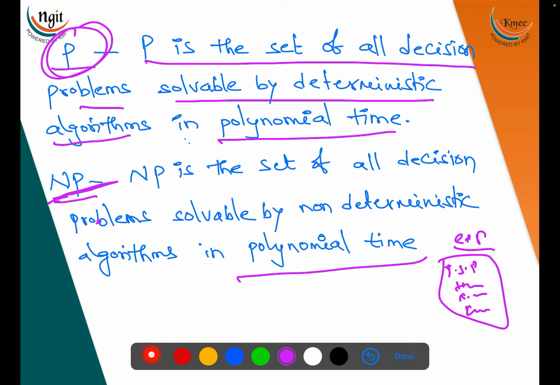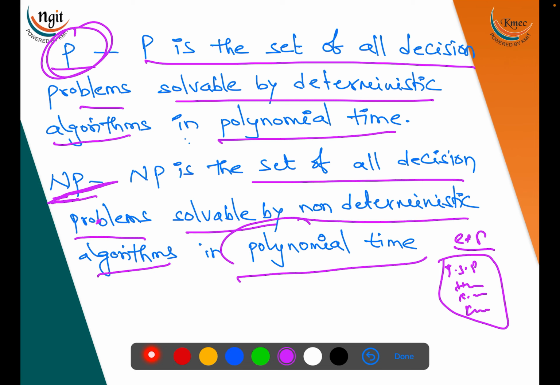Now what is the NP class? NP is the set of all decision problems solvable by non-deterministic algorithms which take polynomial time. So now we try to write for these types of problems. These are exponential. We want to convert them into polynomial, but we don't know how it is possible. So we leave the statements non-deterministic. The algorithm becomes a non-deterministic polynomial time algorithm, whereas deterministic polynomial time algorithms are P, and these together are P and NP.